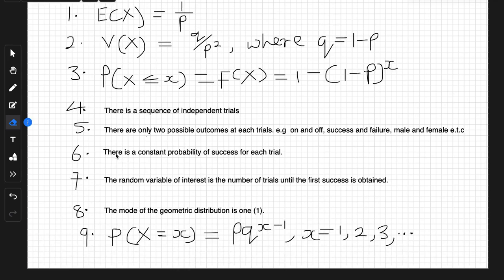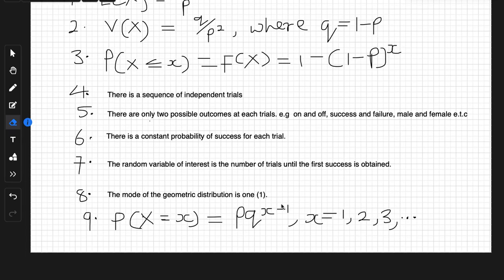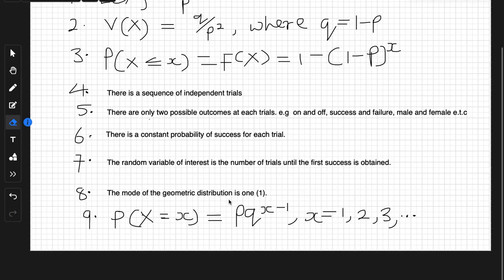All right, the random variable of interest is the number of trials until the first success is obtained. So you keep trying. If you obtain the first success in the first trial, you stop performing the experiment. If you obtain it in the second trial, you stop. If you obtain it in the third trial, you stop. If not, you continue. So perhaps it may be in the 10th trial or the 100th trial before you obtain your first success. All right, the mode of the geometric distribution is 1.